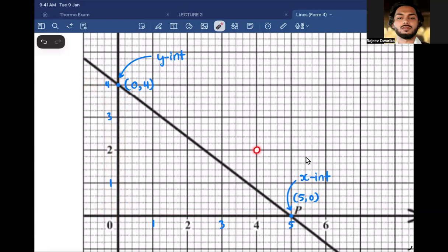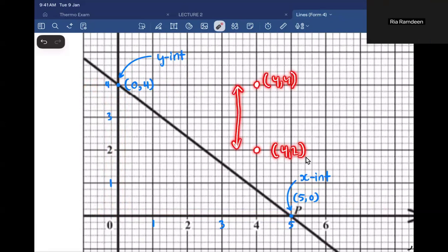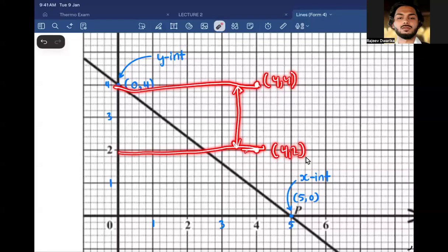What if you were at this point and it ended up at this point? This point would be 4, comma 2, and this point would be 4, comma 4. Could you tell me what the change in y would be? Does it look like it moved by 4 units? No, 2.